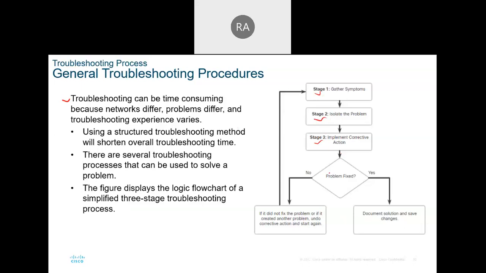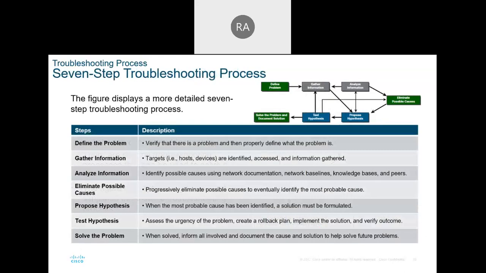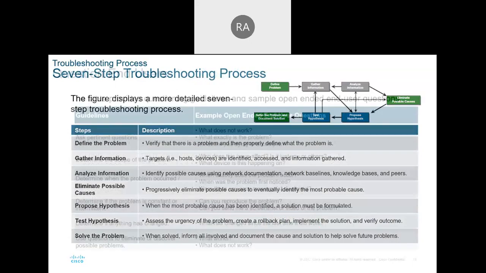So is the problem fixed? If it is no, what happened? If you did not fix the problem, or if you created another problem, undo the corrective action and start again. On the other side, if the problem is fixed, document the solution and save changes. So what do you mean as you gather symptoms? Let's check it out.